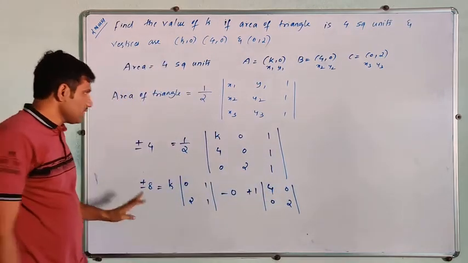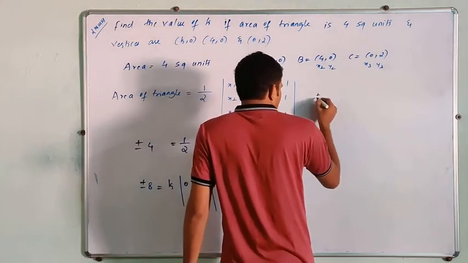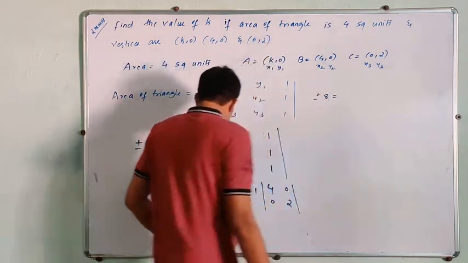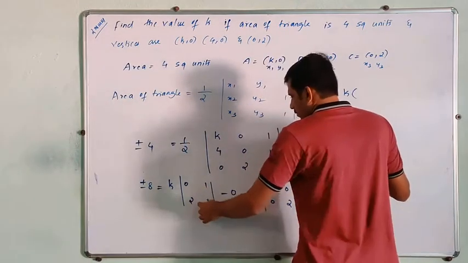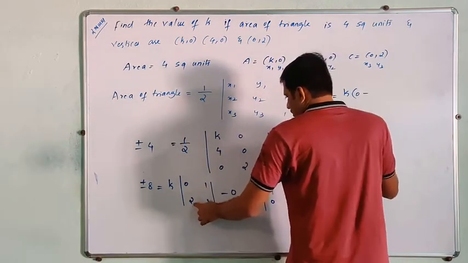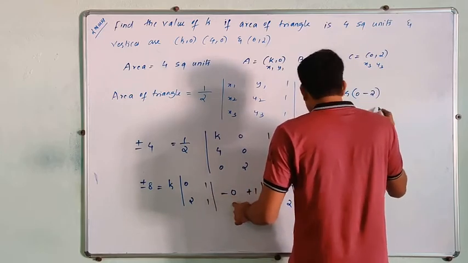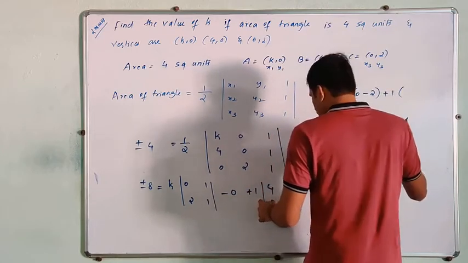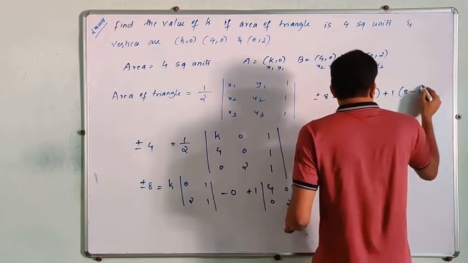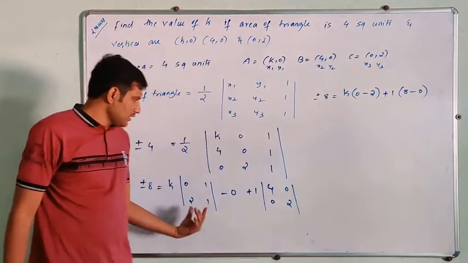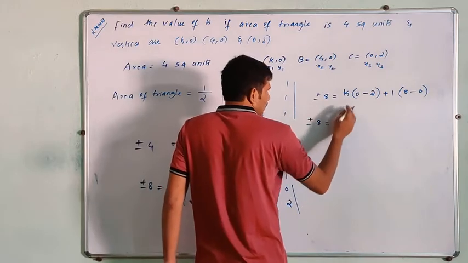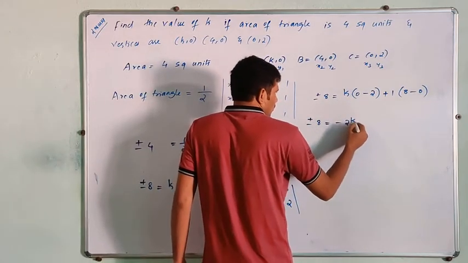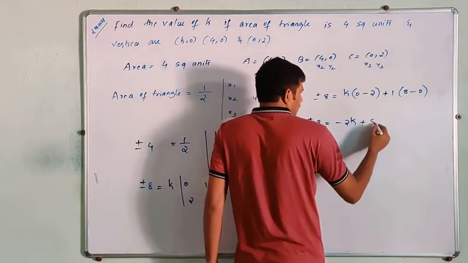Now expand this. Plus or minus 8 is equal to k into the bracket: 0 into 1 is 0, minus 2 into 1 is 2. So this will be 0 plus 1 into 4 into 2, which is 8, minus 0. I am expanding the determinant; you already know how to expand it. That is plus or minus 8 is equal to minus 2k plus 8.